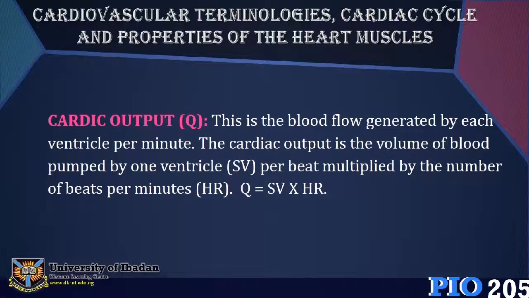Cardiac output, Q. This is the blood flow generated by each ventricle per minute. The cardiac output is the volume of blood pumped by one ventricle, SV, per beat, multiplied by the number of beats per minute, HR. Q is equal to SV times HR.